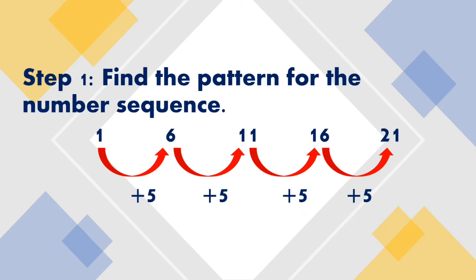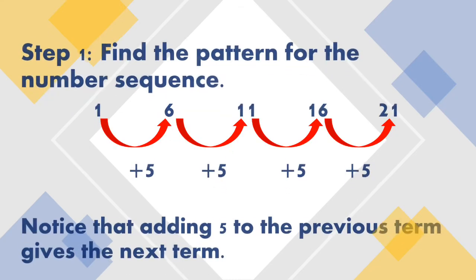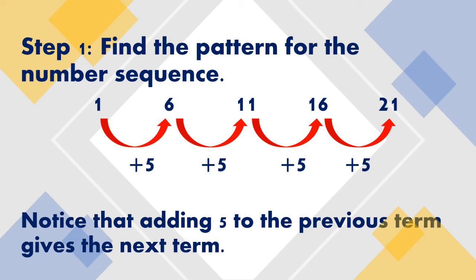Step 1. Find the pattern for the number sequence. The number sequence is 1, 6, 11, 16, and 21. Notice that adding 5 to the previous term gives the next term.